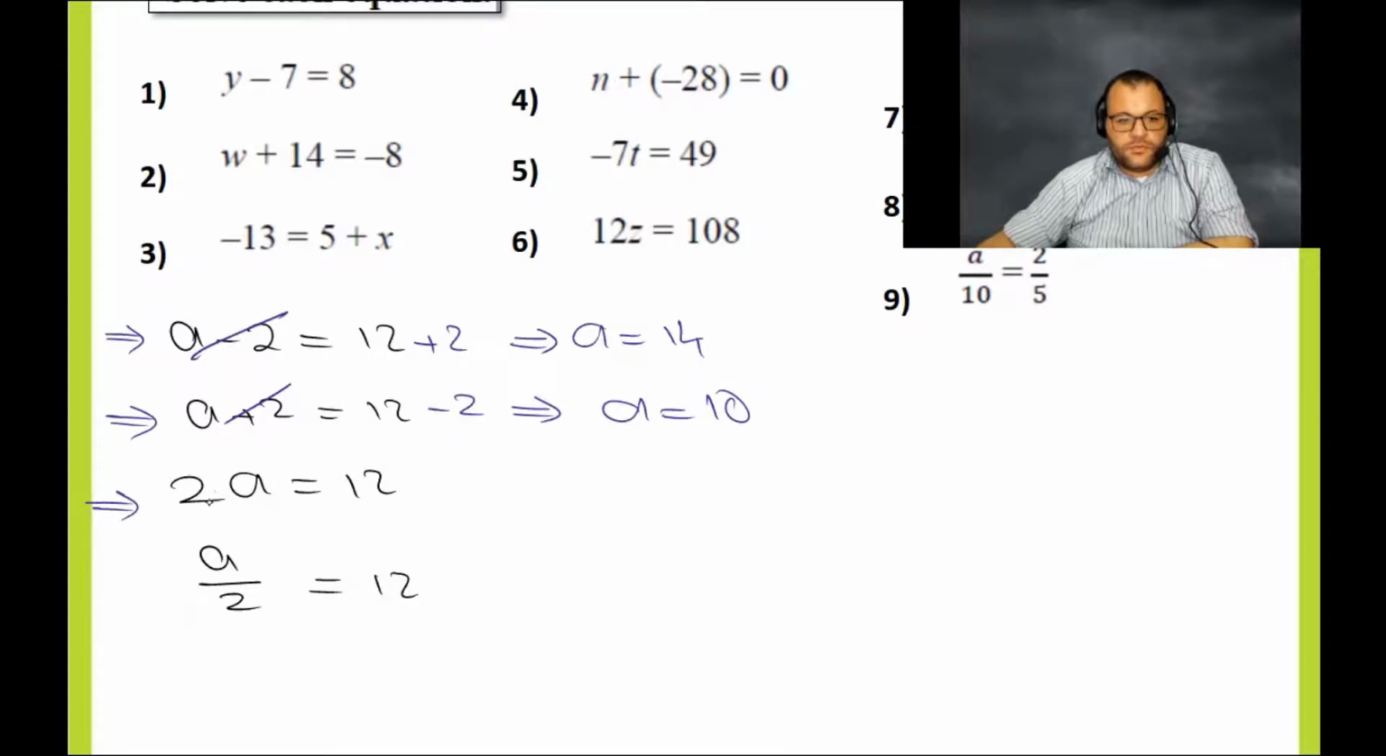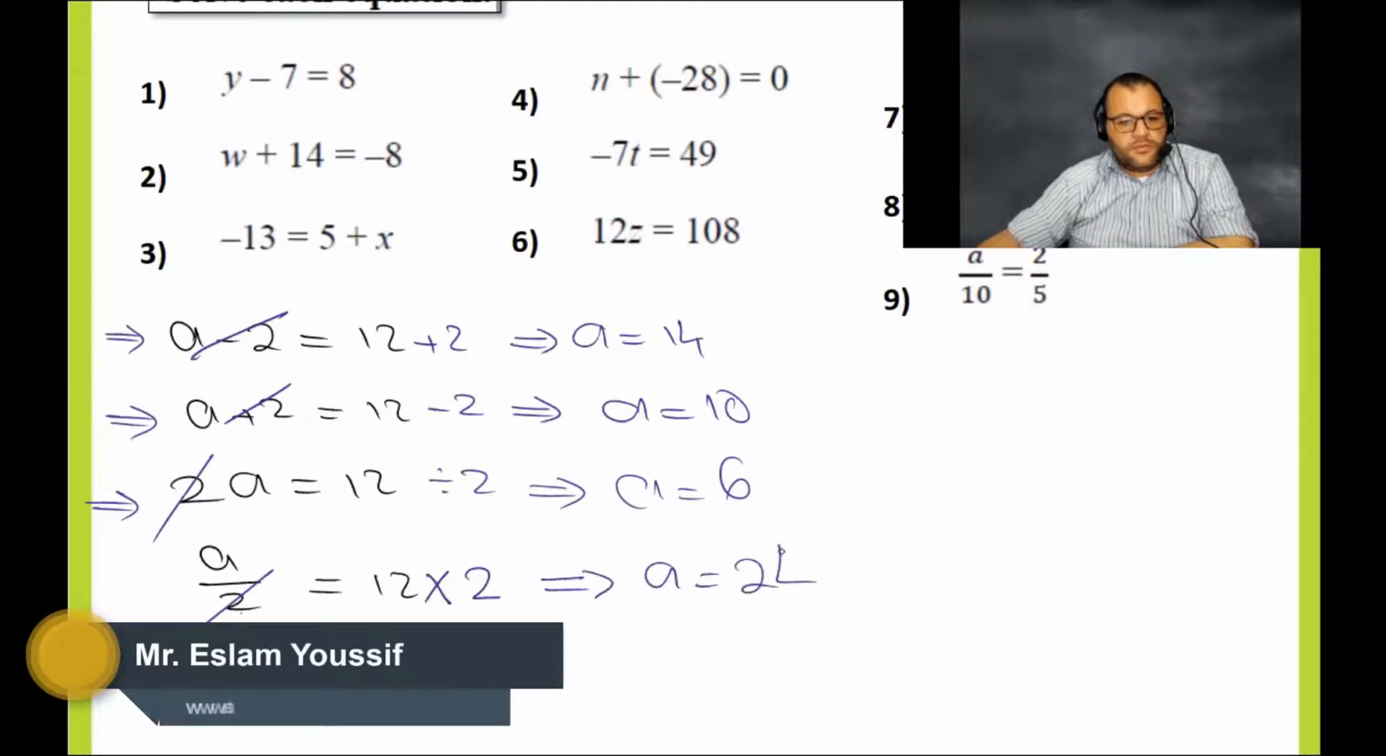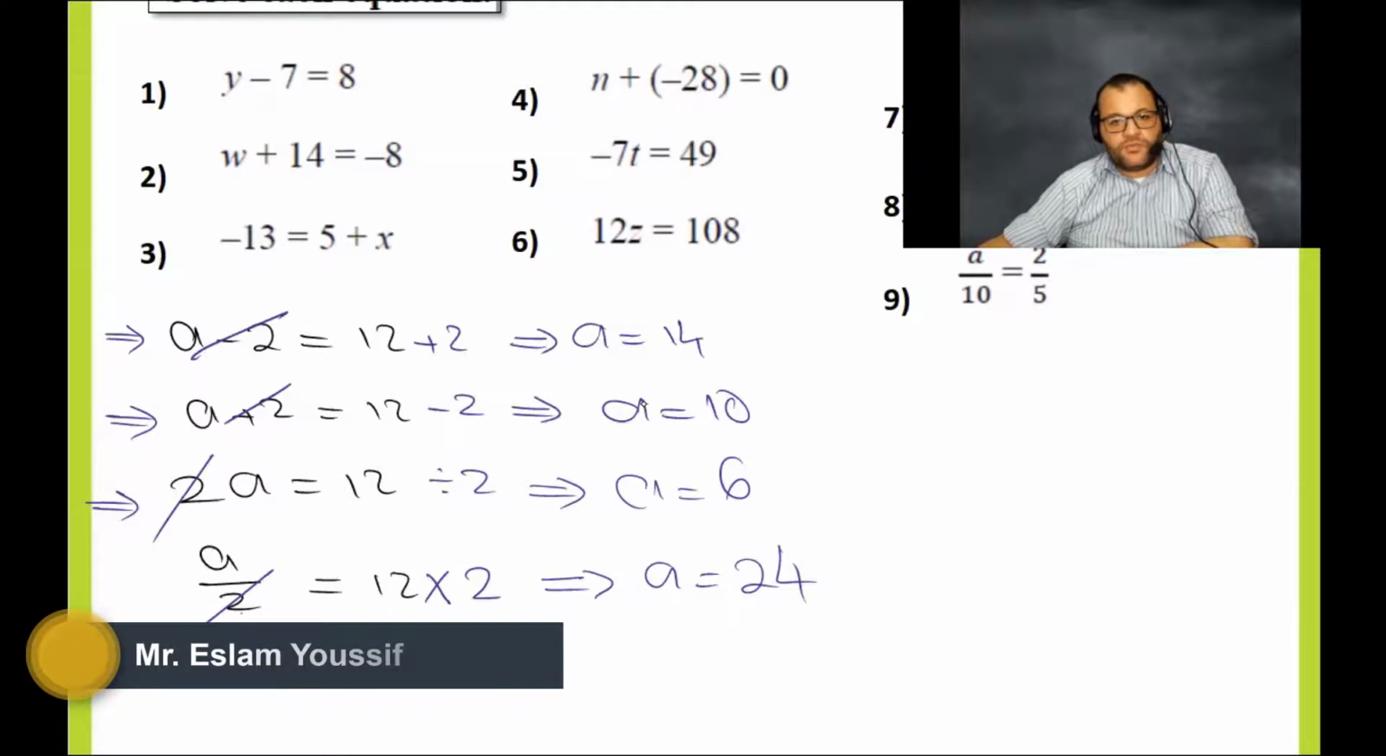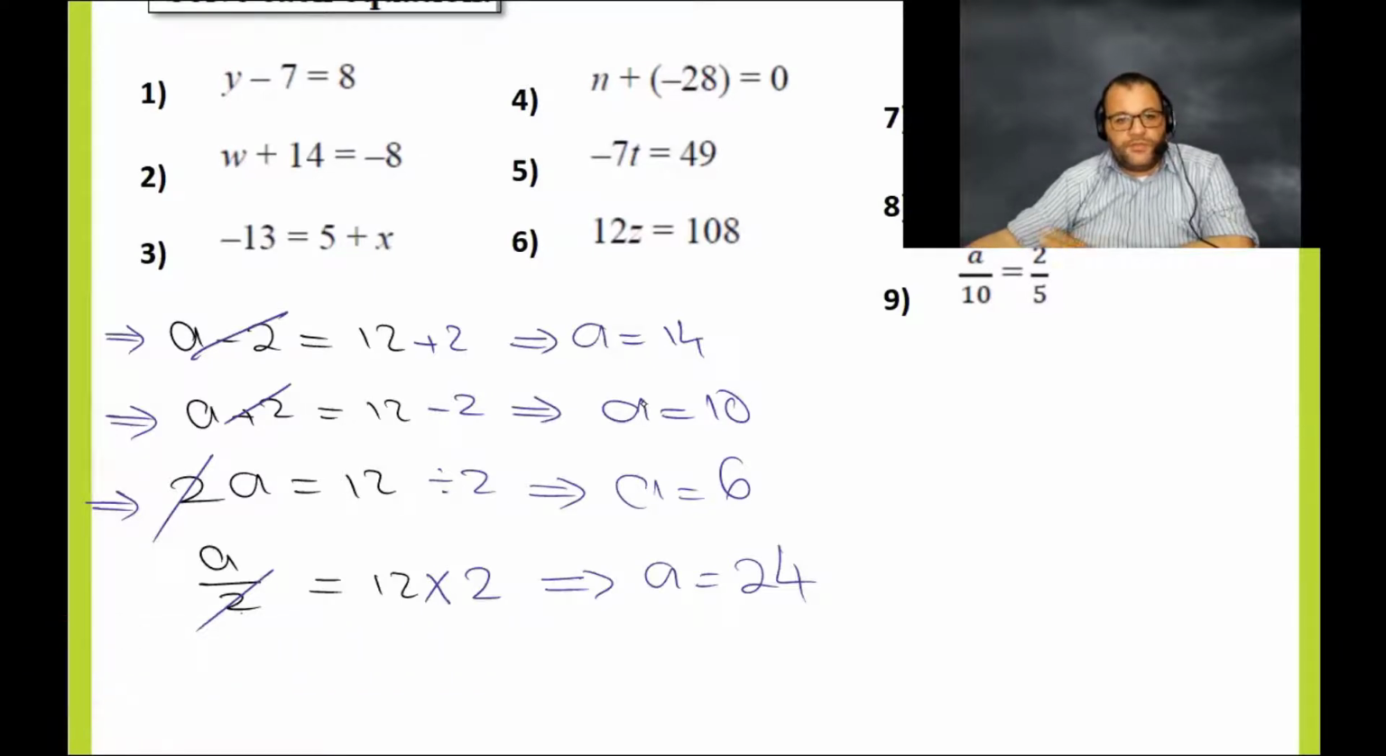2a equals 12. What is the meaning of 2a? 2 times a equals 12. No, we divide by 2. We shift to the other side by dividing. So a equals 6. What is the meaning of a over 2? A divided by 2. We shift it to the other side by multiplying. A equals 24. Those are the 4 forms that we have for any operation. Okay?